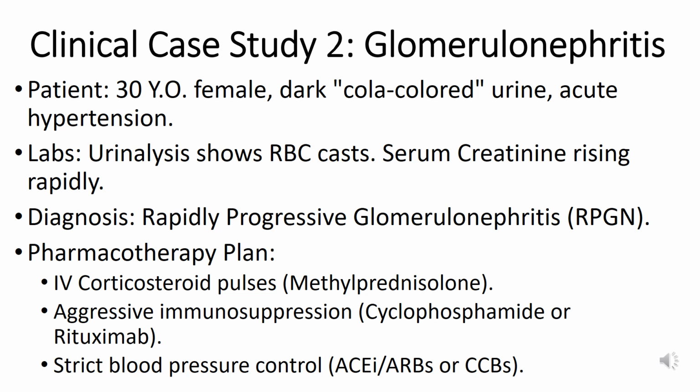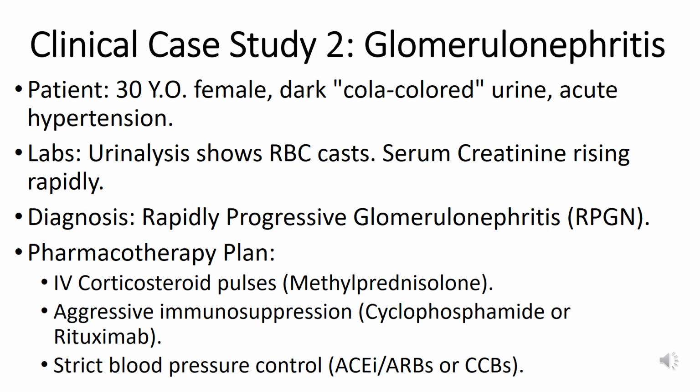Time is critical. Delays in treatment may result in permanent loss of kidney function. For this reason, high-dose intravenous corticosteroids are often initiated immediately. Methylprednisolone is commonly used. These intravenous steroid pulses provide rapid and powerful anti-inflammatory effects. The goal is to suppress glomerular inflammation before irreversible scarring occurs.